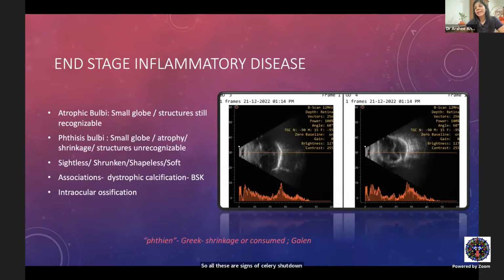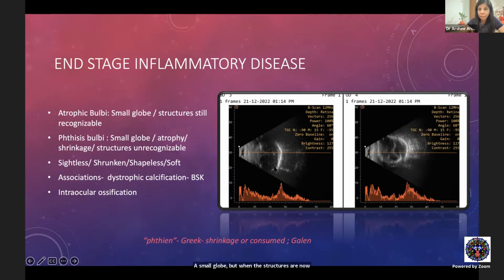And now once the eye has gone into hypotony, ultimately this is end stage for the patient and for that eye. So it can either end up initially as an atrophic bulbi, where it's a small globe but the structures are still recognizable, or end up as a phthisical eye, that is phthisis bulbi. Again, a small globe, but when the structures are now unrecognizable, already intraocular ossification is setting in.